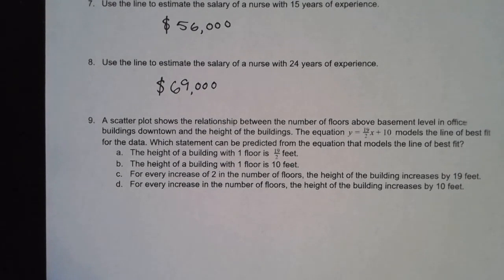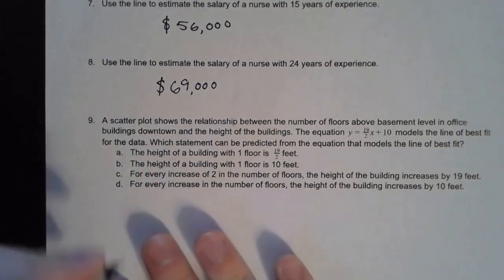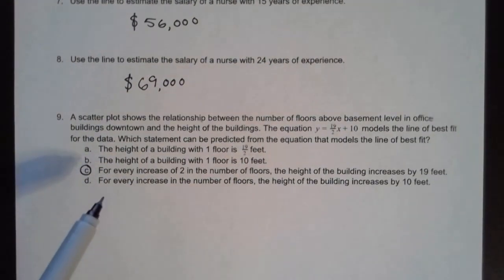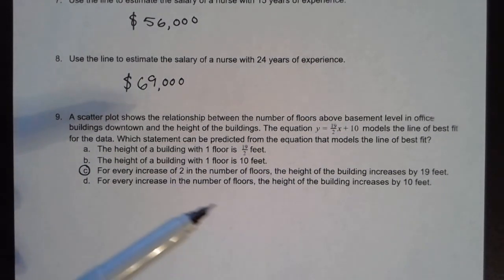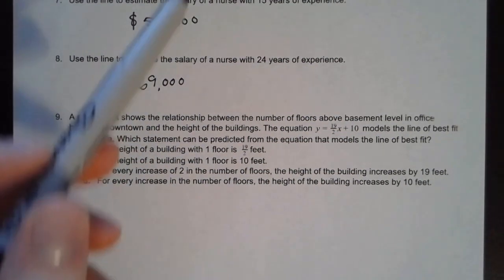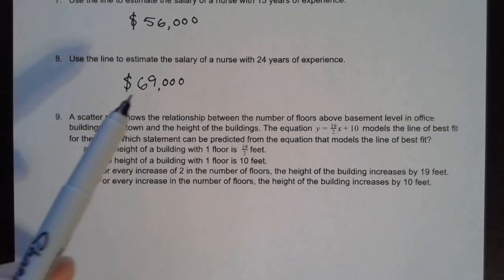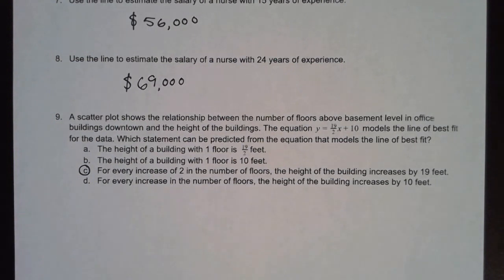So it looks like we are trying to figure out what the relation of the slope is here. And for that, I would say part C is our best answer. Our slope is 19 over 2. So as the x-axis goes up by 2, the y-axis is going to go up by 19. So it's a rise of 19 over a run of 2. The other answers don't quite make sense.